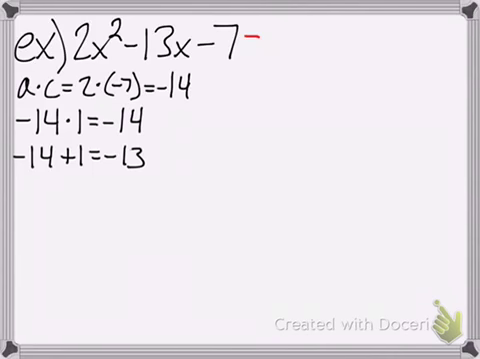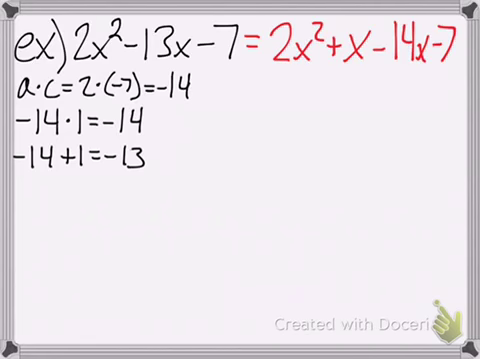The next thing is the splitting step. You have to take your negative 14 and your positive 1 and rewrite negative 13x as the split positive 1x minus 14x. Take a look at that. The 2x squared and the negative 7 are both still the same, but the negative 13x has now become a 1x minus 14x. Now this example is very important because something tricky is about to happen here.